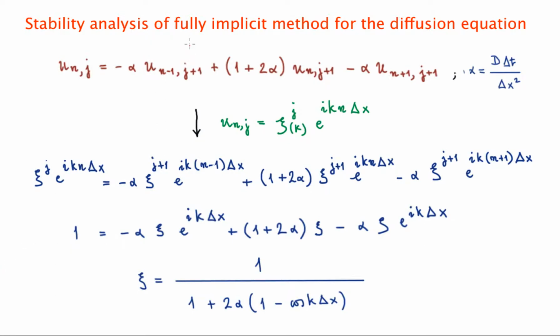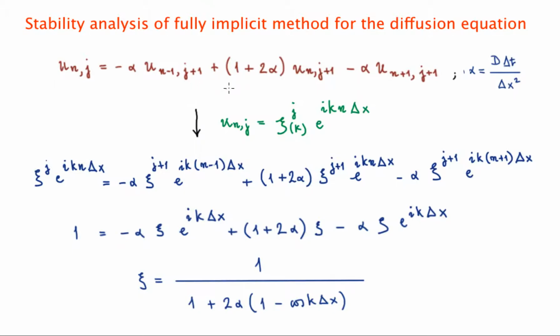We're going to analyze here the stability of the fully implicit method for the diffusion equation. We already obtained the finite difference representation of this fully implicit method, which pretty much looks the same as the explicit method. The only difference is that in the second order partial derivative of u with respect to x, the u values are evaluated not at time j, as they were for the explicit method, but at time j plus 1.